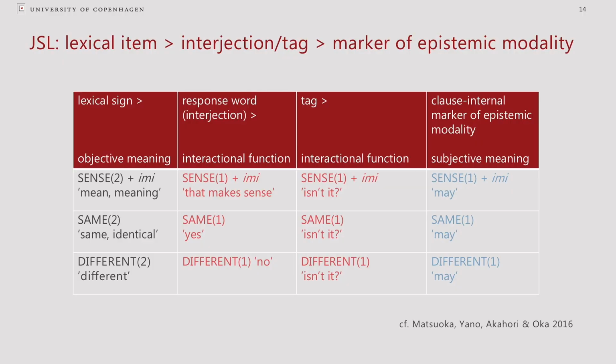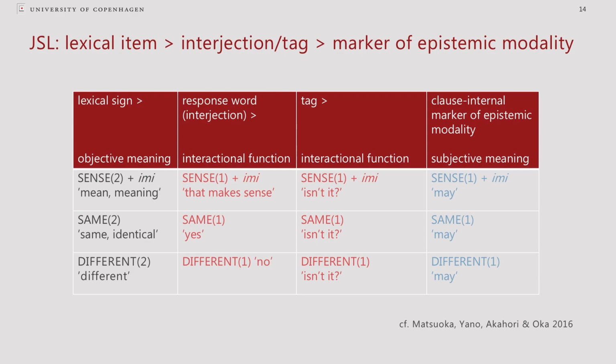And there are three lexical signs in Japanese Sign Language with objective meanings that are used in one-handed forms as response words, tags, and clause internal markers of epistemic modality. And let me show you the, well, sorry, no, they mean sense, meaning, that was the first one, same, and different. And I'll show you all three of them.